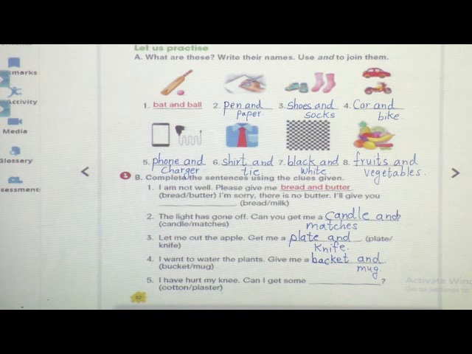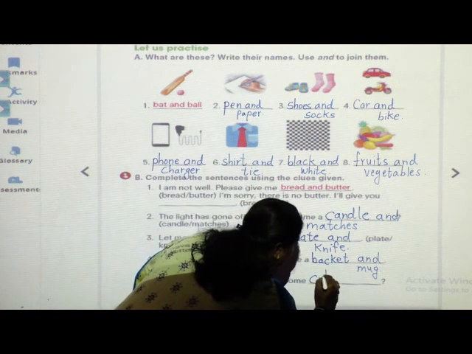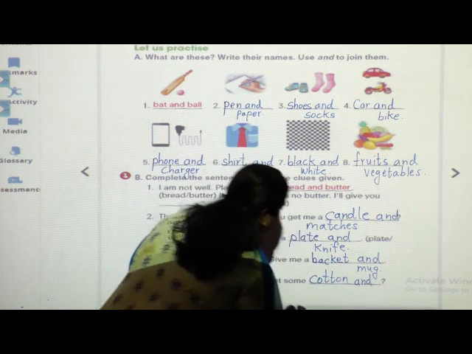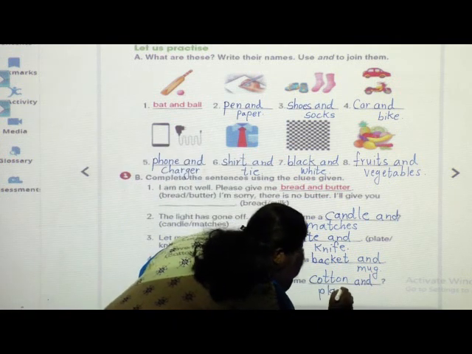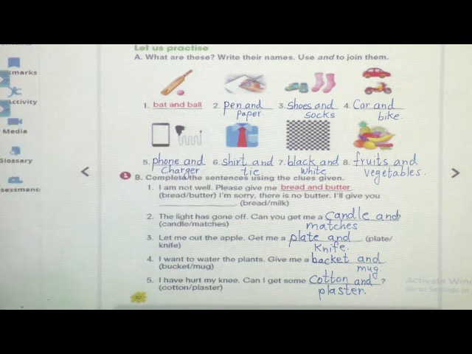Okay. Fifth one, I have hurt my knee. Can I get some dash, cotton plaster? Cotton and plaster. Okay, children. So here we have completed the question number B.